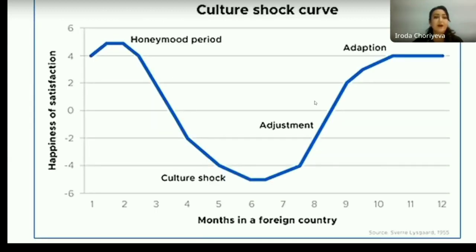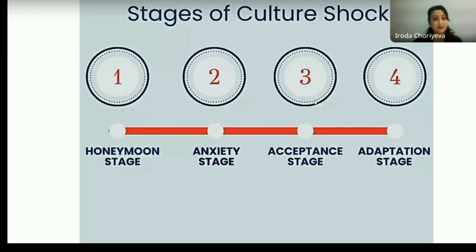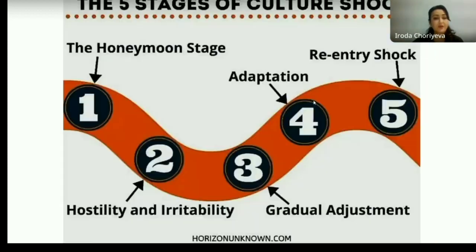This picture speaks about culture shock curve, which starts from honeymoon period and ends in adaptation. Next one is also about 4 stages of culture shock: honeymoon stage, anxiety stage, acceptance stage, and adaptation stage. But this picture speaks about 5 stages of culture shock: honeymoon stage, hostility and irritability stage, gradual adjustment stage, adaptation stage, and re-entry shock stage, which is not showed in other pictures.